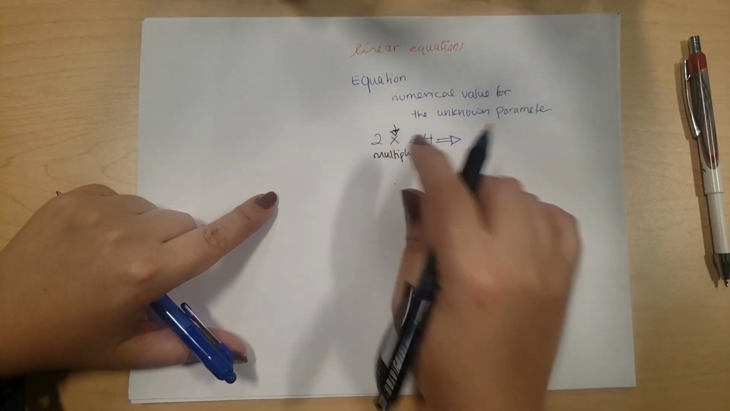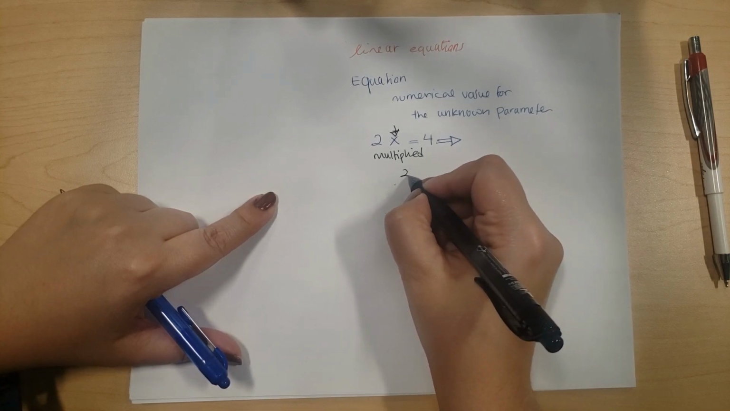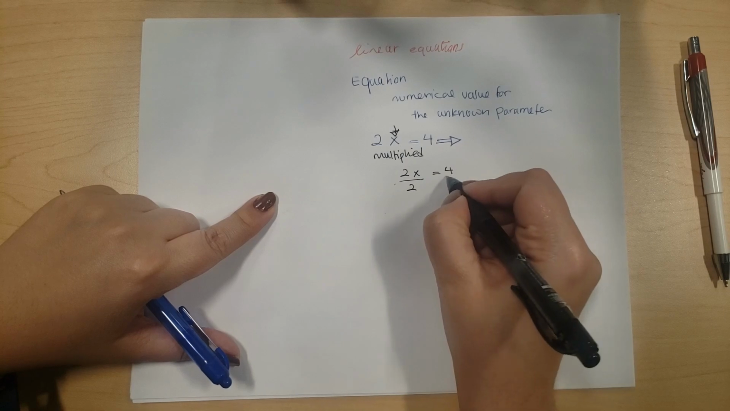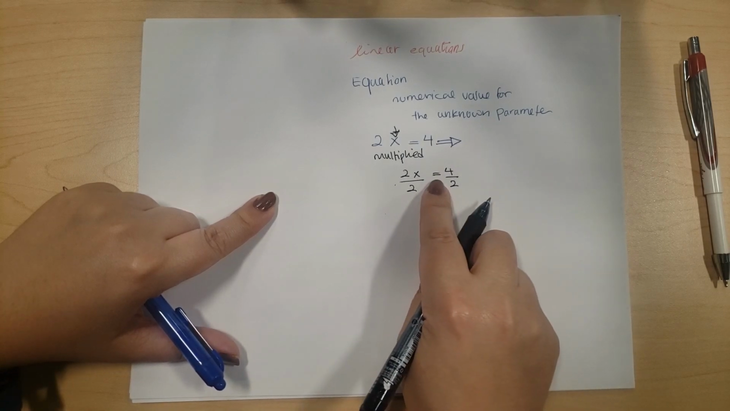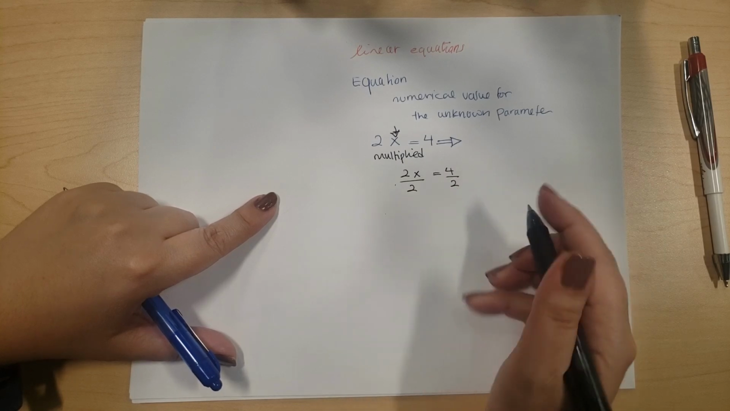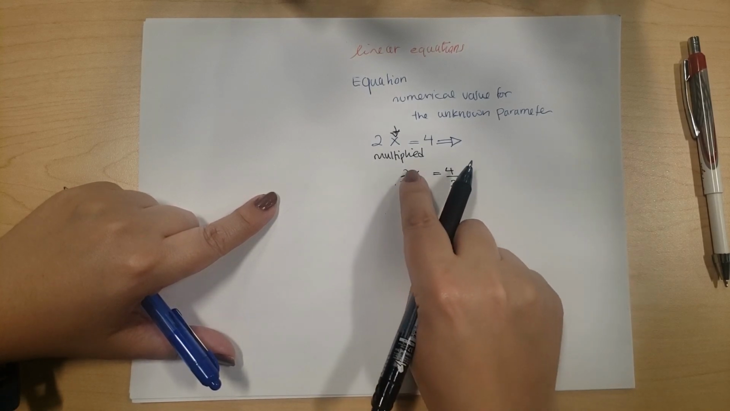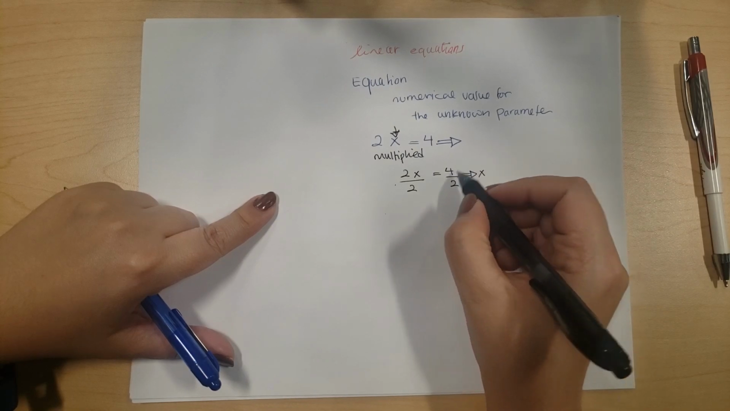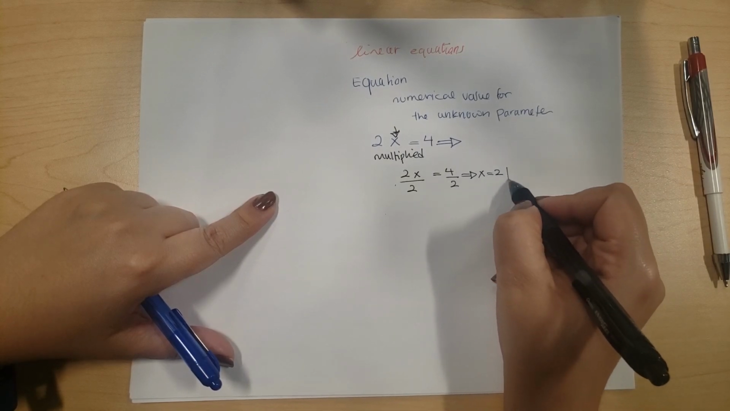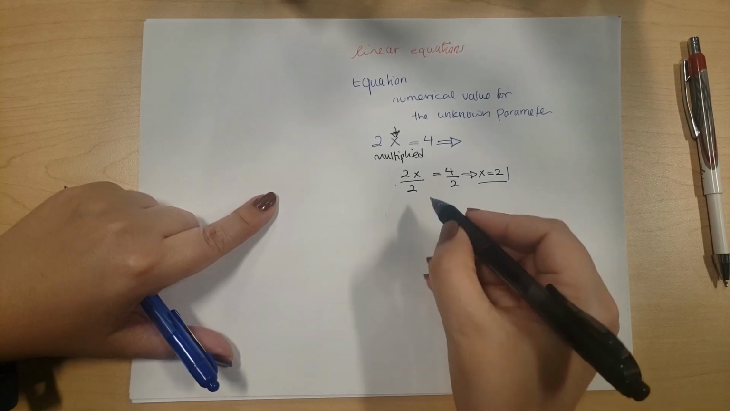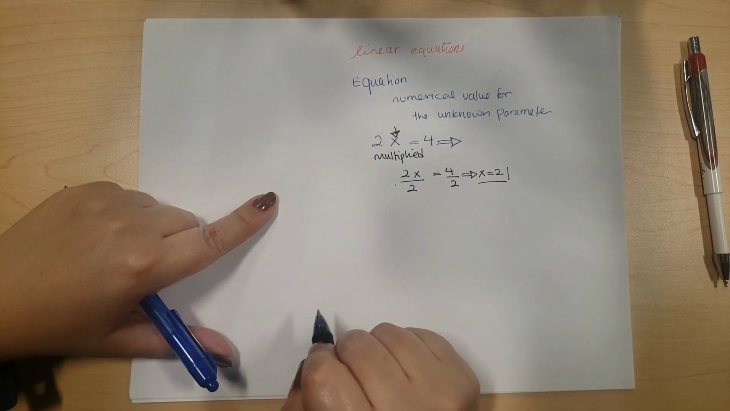So here it has been multiplied. So what I'll do here, I'll just divide it by 2. And because it's an equation, whatever I do to the right side, I should be doing the same thing to the left side. So 2x divided by 2 would be x. 4 divided by 2 would be 2. x equals 2. Okay, so as you can see, I have been isolating the x.